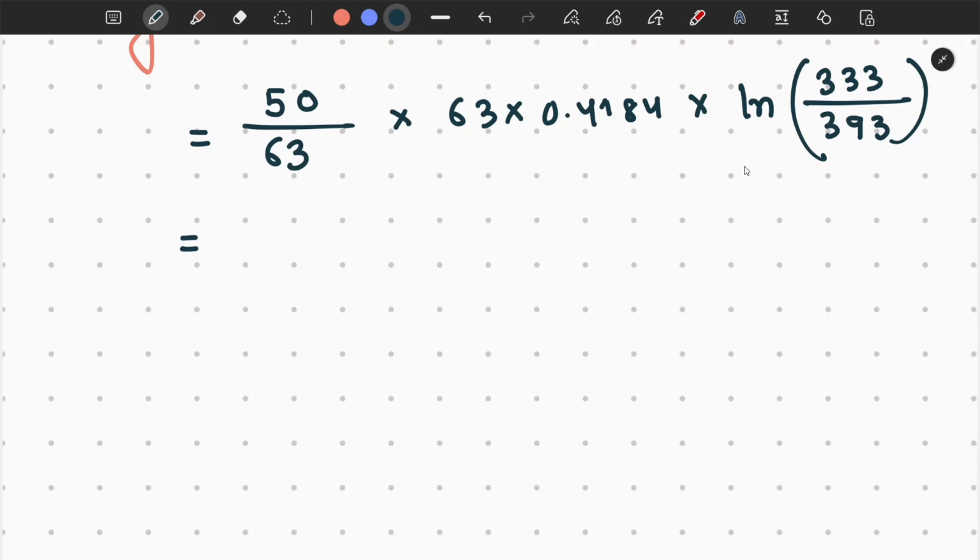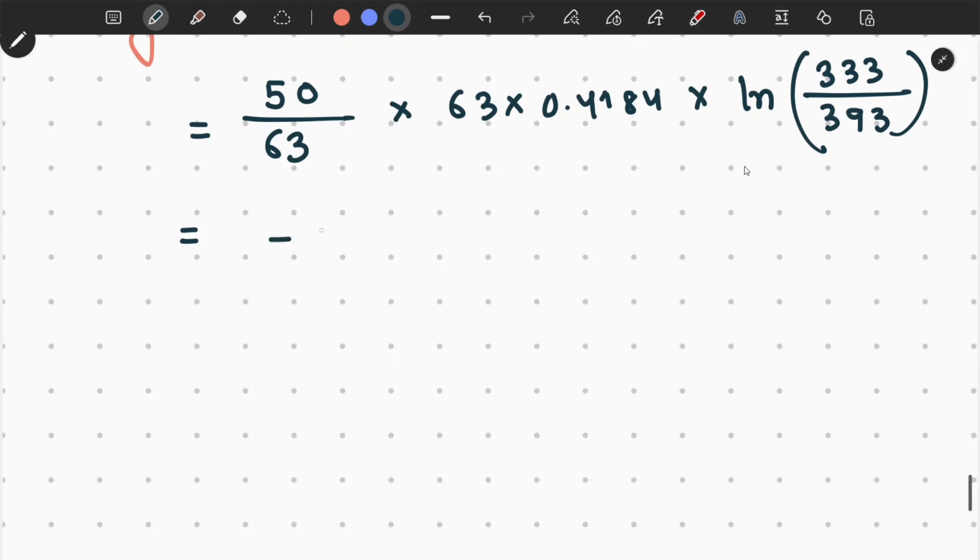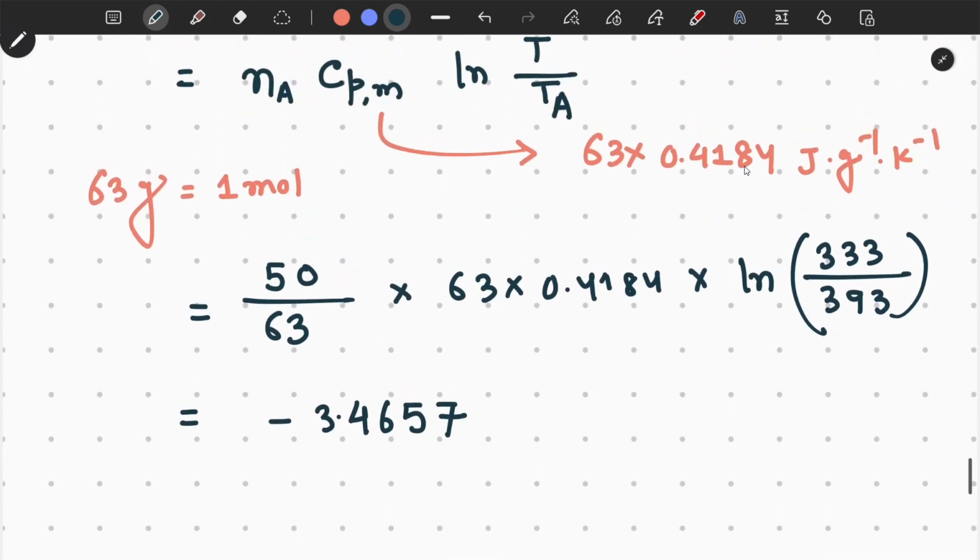Minus 3.4657. Let me also do 57. And what will be the unit? This is unitless, and this is our mole. Joule per Kelvin. Joule per mole Kelvin. No, here the gram will be cancelled out. It will be just joule per Kelvin.